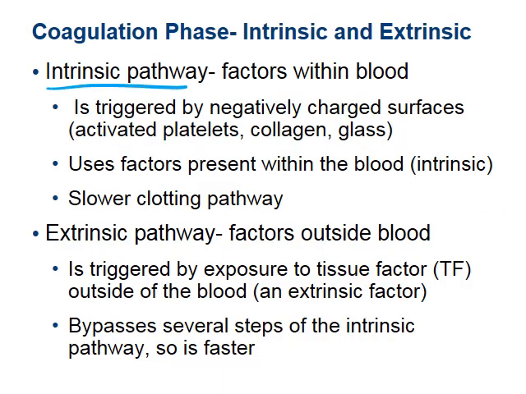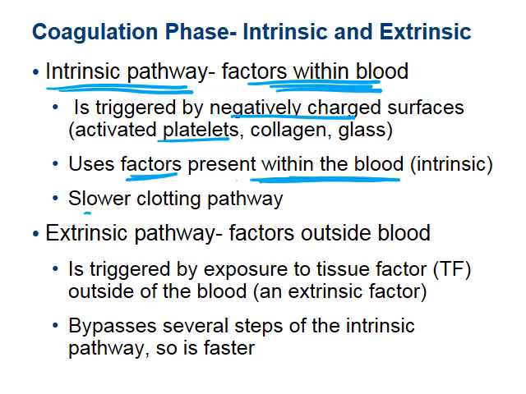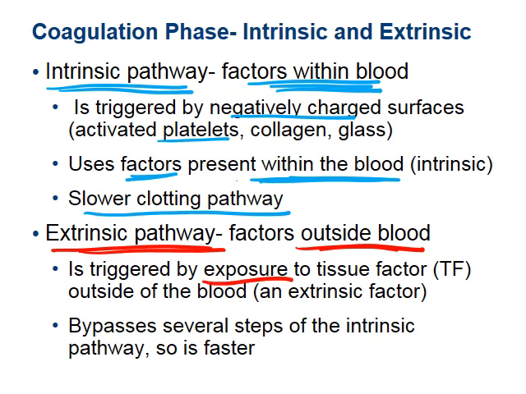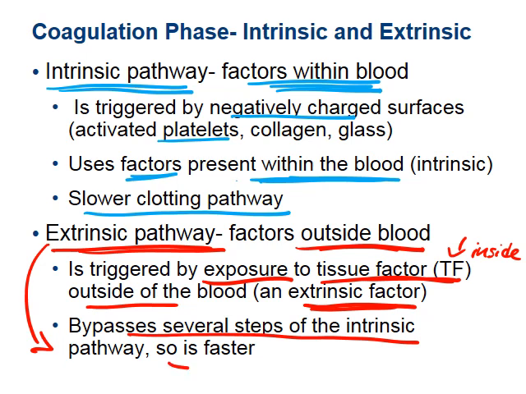So kind of to sum it up, intrinsic, these are factors within your blood. It's triggered by negatively charged surfaces. It activates the platelets, uses factors that are present within the blood, slower clotting pathway. What about extrinsic? It's factors outside the blood. If the blood has exposure to tissue factor outside of the blood, this is an extrinsic factor. So remember, this is supposed to be inside cells. So if it's in the blood, there's something wrong. The extrinsic bypasses several of the steps, so it's faster. So again, you have two ways to initiate prothrombin activator. One's a fast way, one's a slow way.